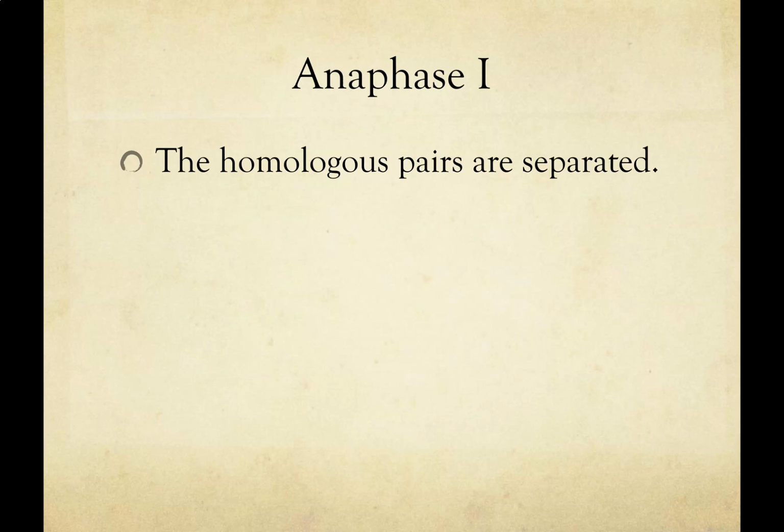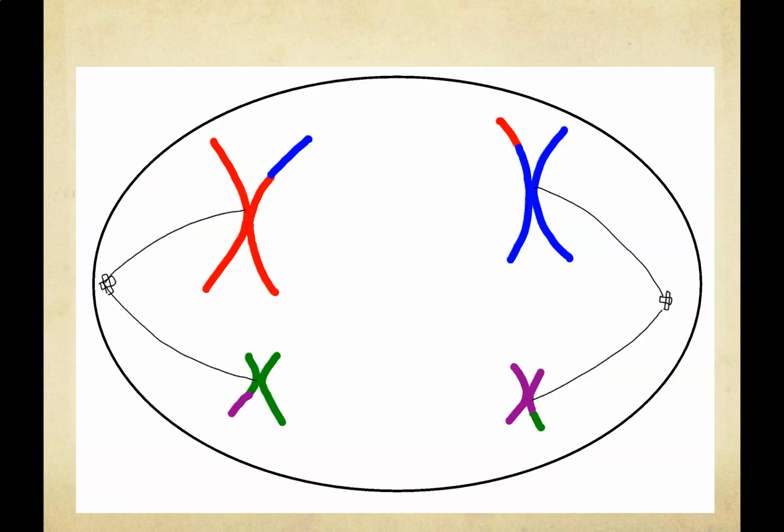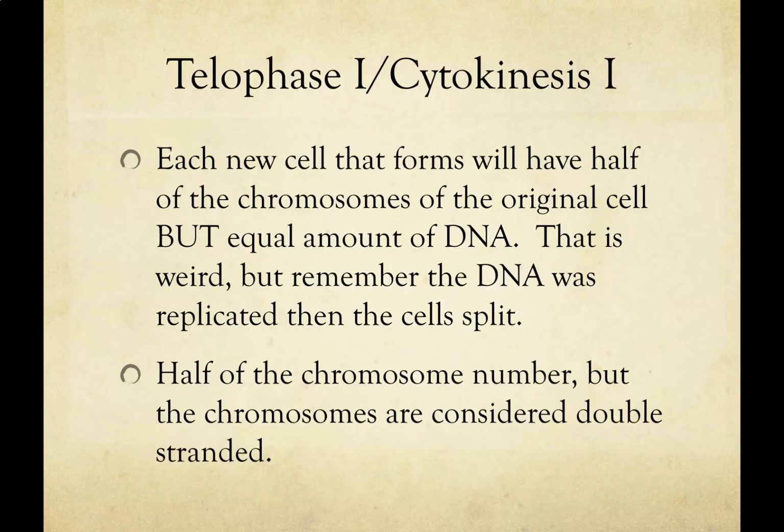In anaphase, note the homologous pairs are separated, not the sister chromatids. If you remember, in mitosis, we split the sisters. Here we're taking the whole pair, which I showed you before. So if you look, this is now different. So how is anaphase different? Instead of splitting the sister chromatids, you take the whole homologous pair with you. Now that's going to lead to an interesting scenario.